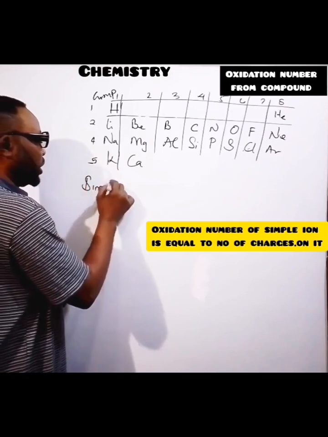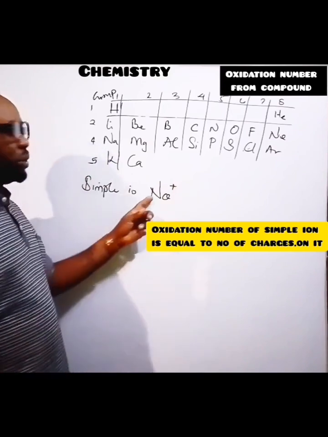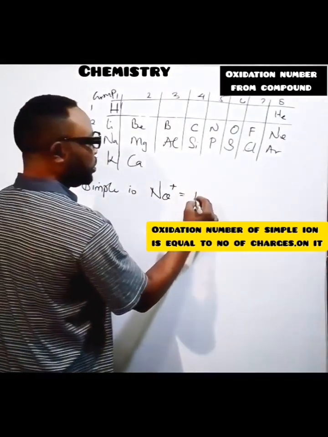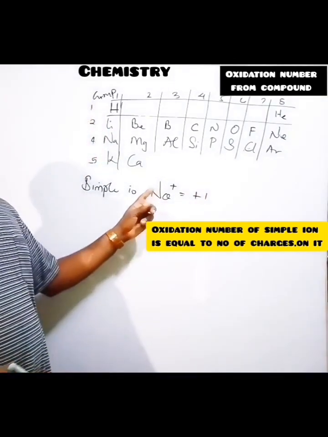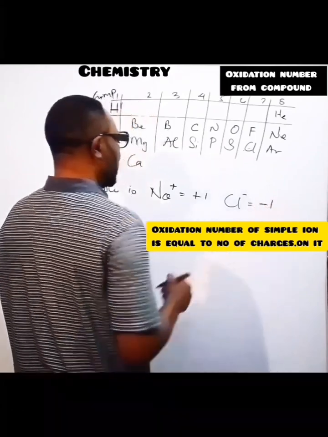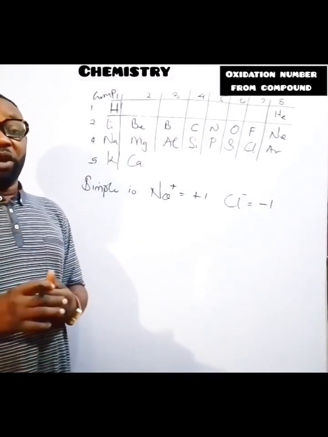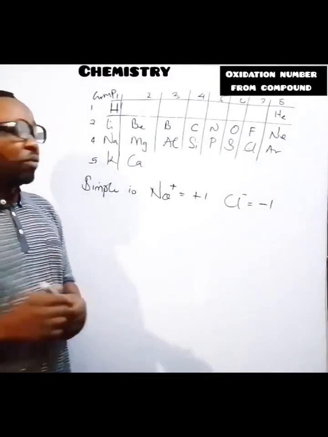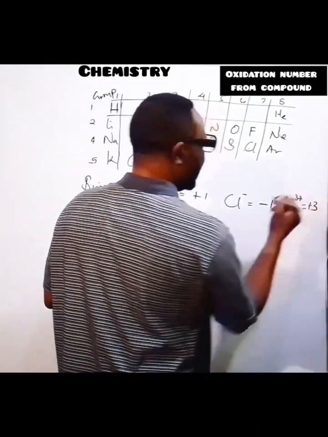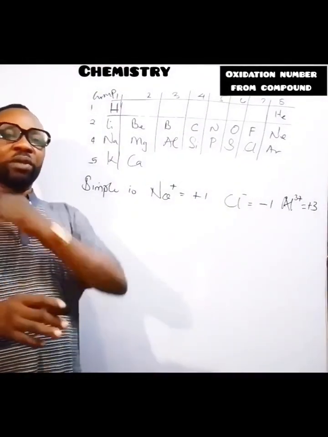If I'm talking about simple ions, I'm talking about oxidation number of ions such as Na+, this is sodium ion, which is equal to +1. We can have an example of Cl-, which is equal to -1, and so on and so forth like that. For example, you can also have aluminium, Al3+, which is equal to +3. That is the first rule that I want you to take note of.